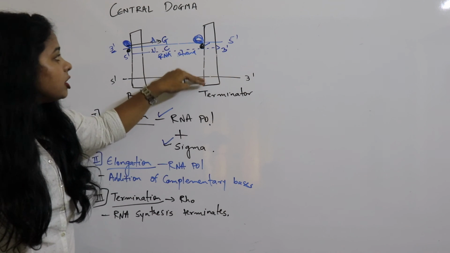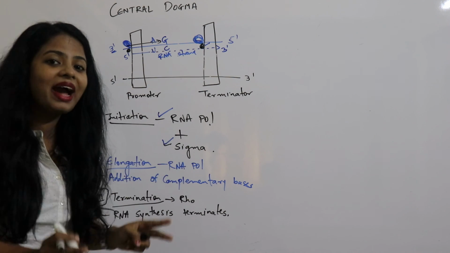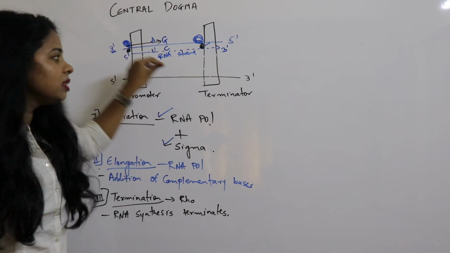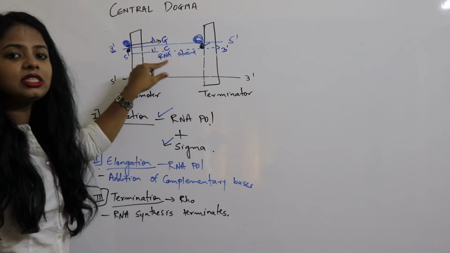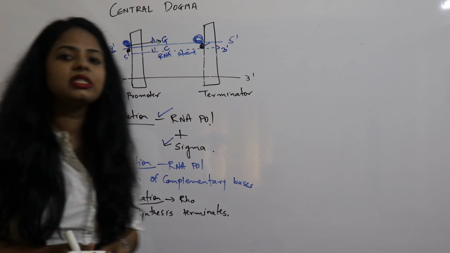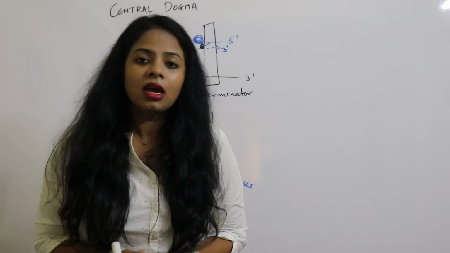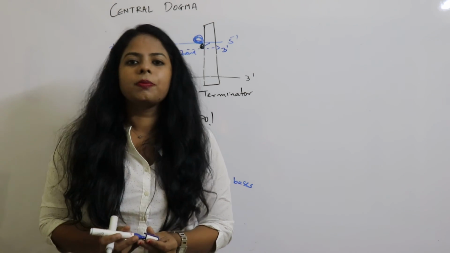Now for this termination, what is required? Terminator factor rho is required and the process stops. So in this way you have got the new RNA strand. So DNA converts into RNA by using what? By using DNA dependent RNA polymerase. That is it about the process.